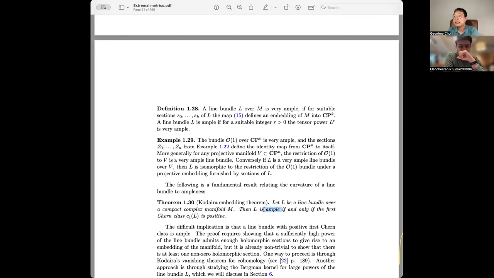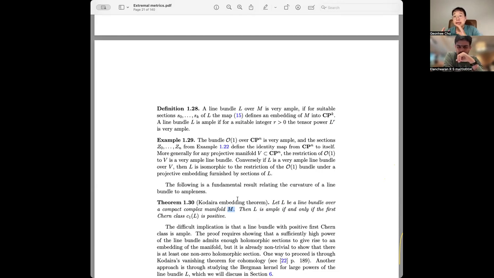You can naively interpret this as very ample, because up to taking the tensor product, there is a very philosophical deep meaning of taking the tensor product for sure. But let's assume for simplicity that very ampleness just means we can embed M as a closed submanifold in the projective space. Such a manifold is called a projective manifold if and only if C1 of L is positive.